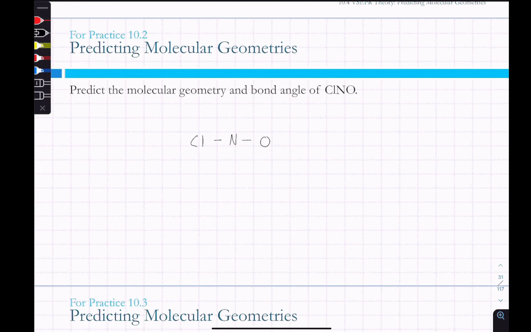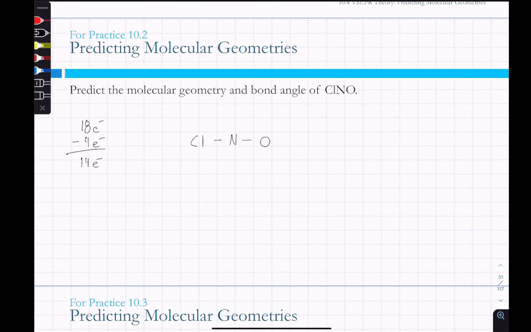How many valence electrons do we have total? 18. I haven't counted them yet. So 18 electrons, and when we're placing these lone pairs, we should subtract out the bonding pairs. I've used up 4 of those for bonding, so that leaves us with 14 left.